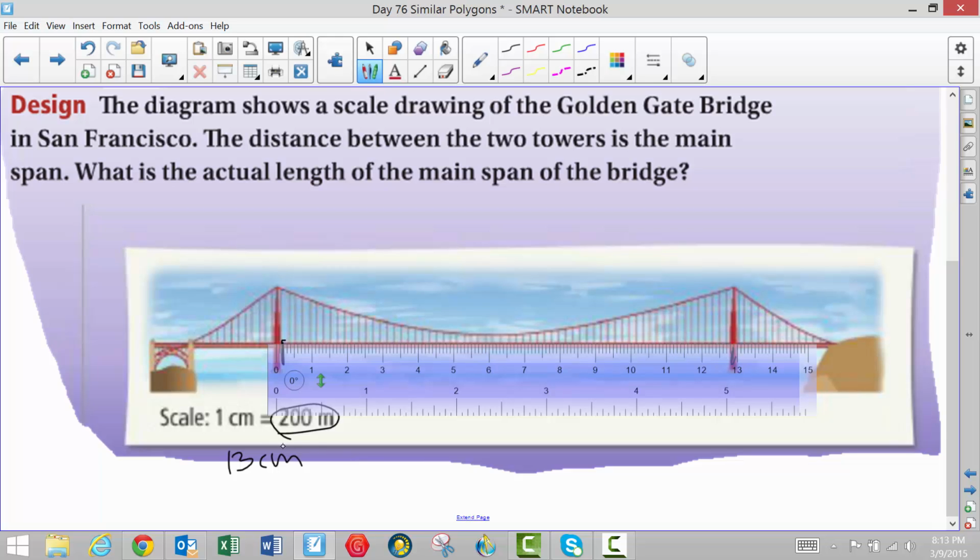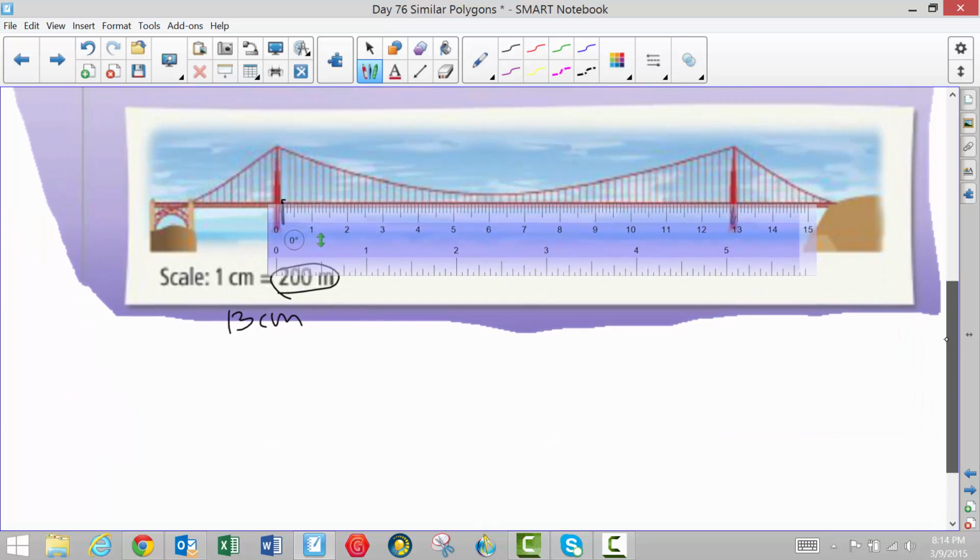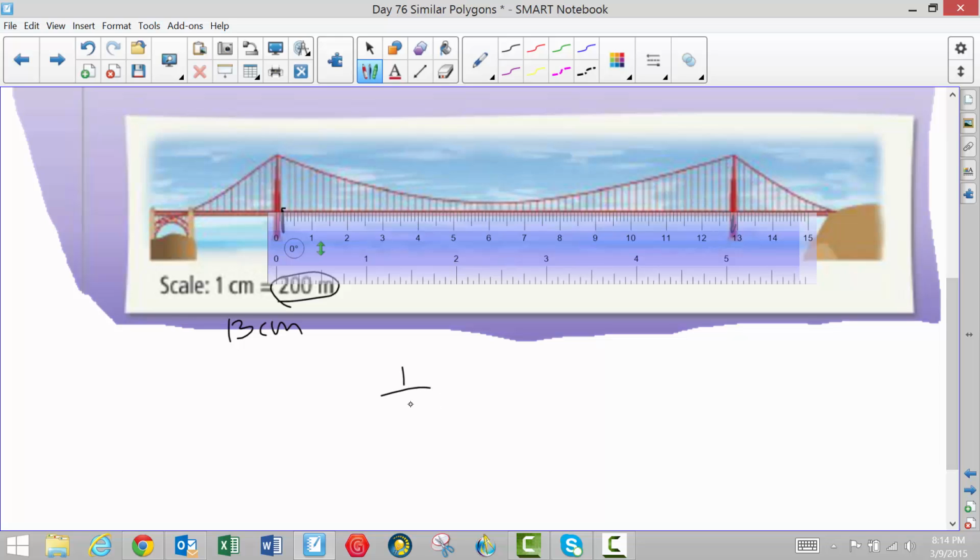So how does that relate to the real world? Well, for every centimeter, it's 200 meters. So let's set up our ratio. So I have, for every 1 centimeter, it's 200 meters. Therefore, if I have 13 centimeters, how many meters is that? Let's cross multiply. I have x is equal to 200 times 13. Therefore, x is equal to 200 times 13 is 2,600 feet. Or sorry, not 2,600 feet, 2,600 meters.